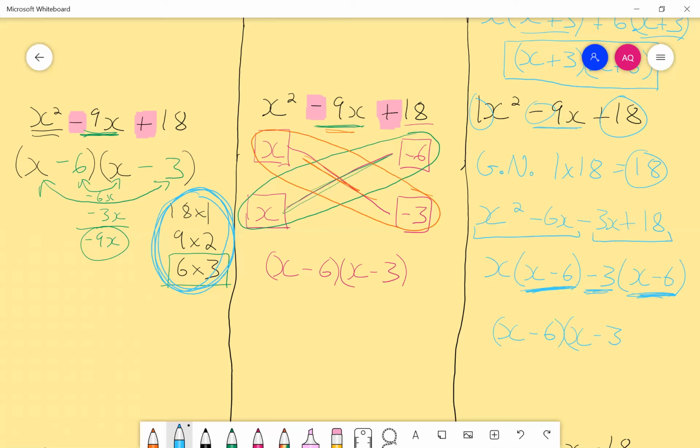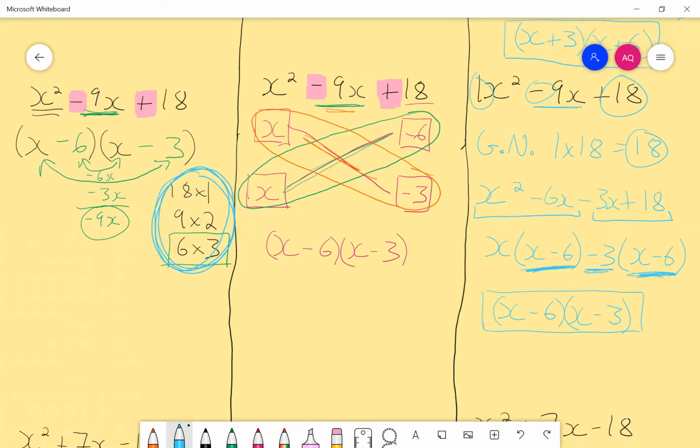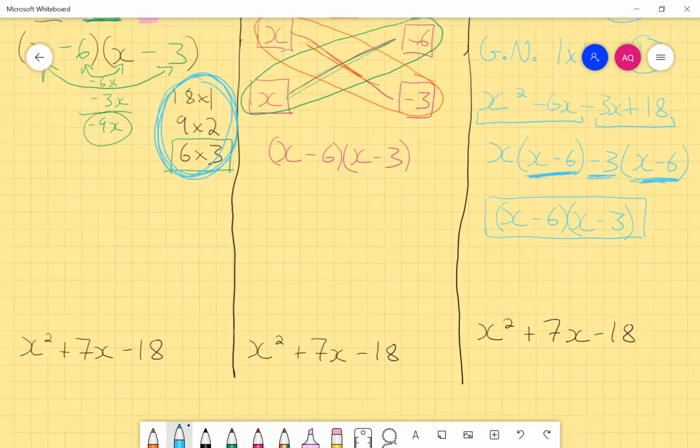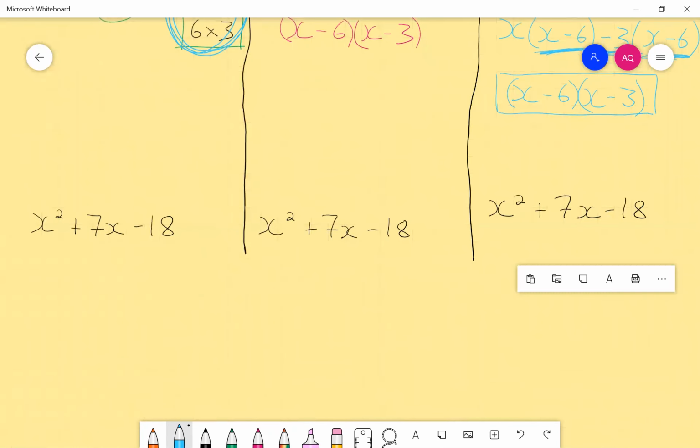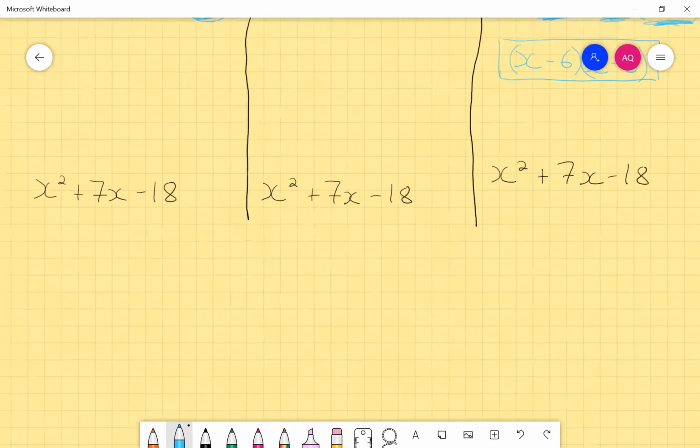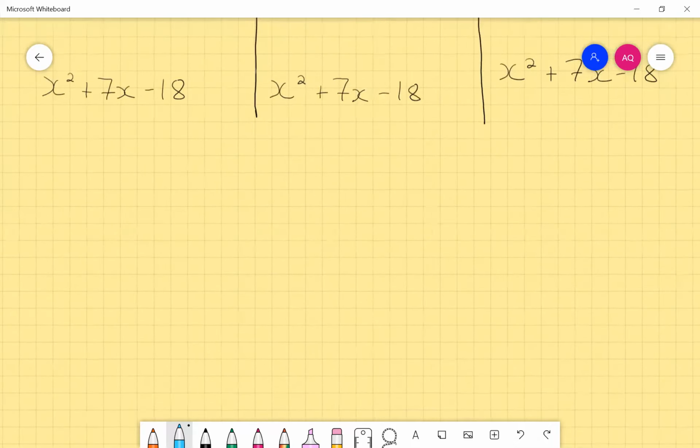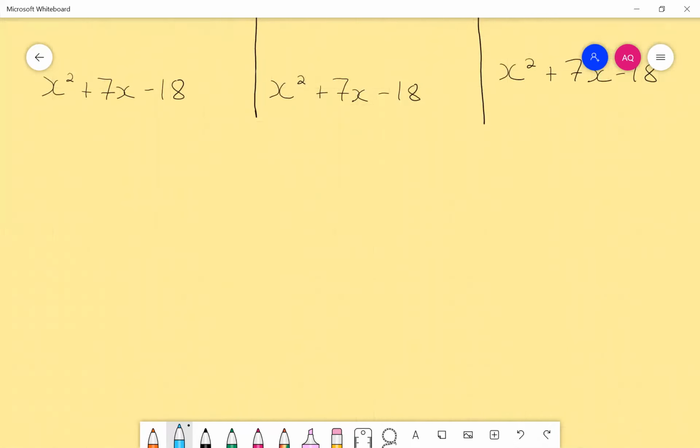Again, the order of the brackets doesn't actually matter. You could have it as x minus 3, x minus 6. So same answer in three different ways. Now let's go down to a slightly different one. The difference with this one now, other than it being a different quadratic equation, is just the signs again.